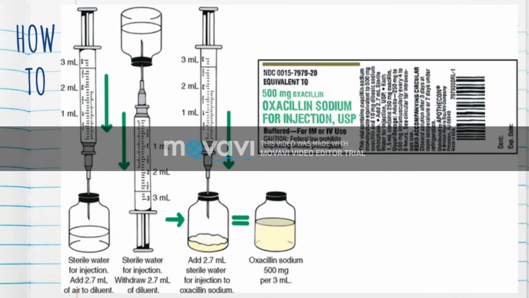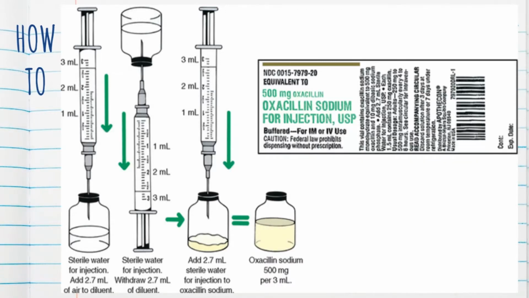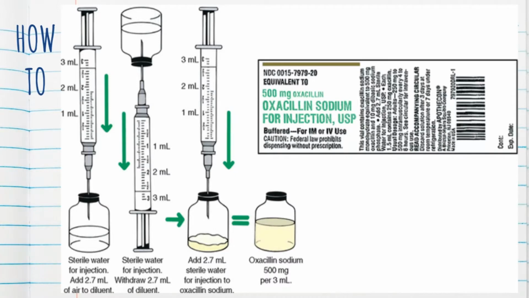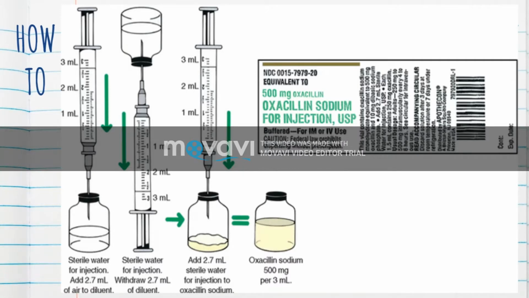This vial contains the medication equivalent to 500 milligrams and 10 milligrams. It's a combination medication. It says add 2.7 mLs of sterile water for injection. This graphic wrote that out so much easier to see, and we don't have to crane our necks. It says add 2.7 mLs of air to the diluent. The diluent is whatever water type substance you're going to use to make your solution. In this case, it's sterile water.